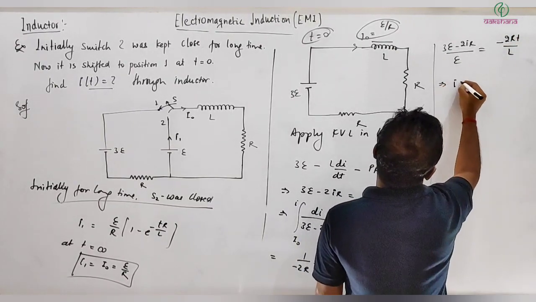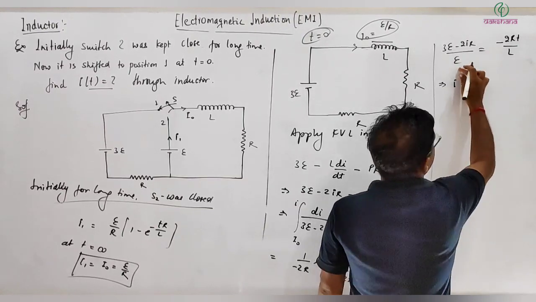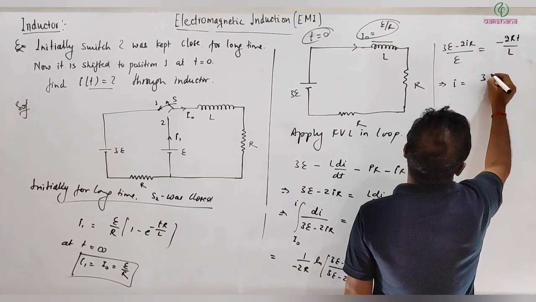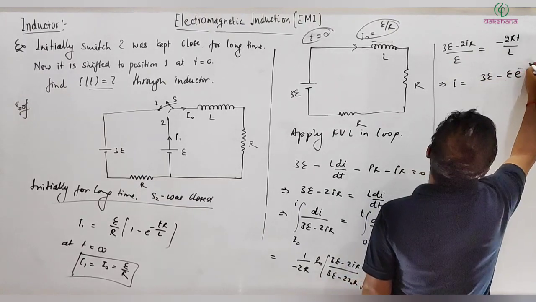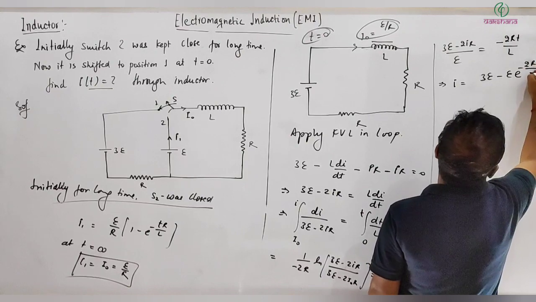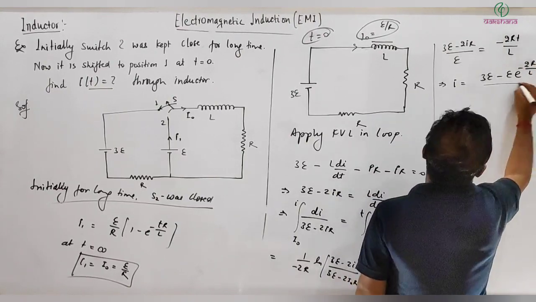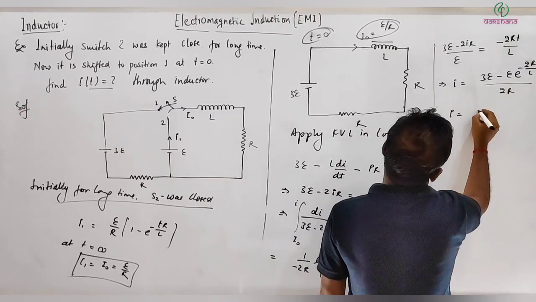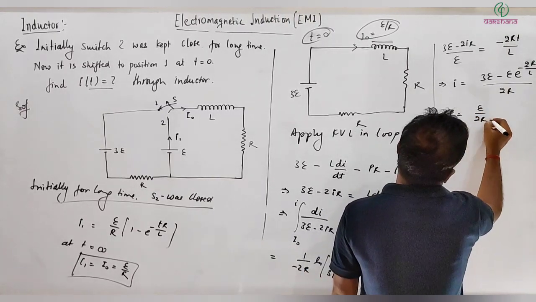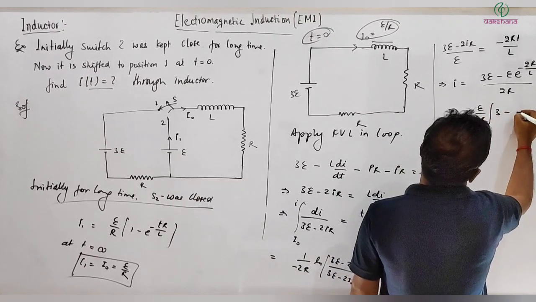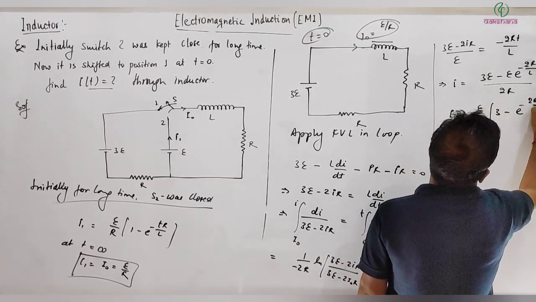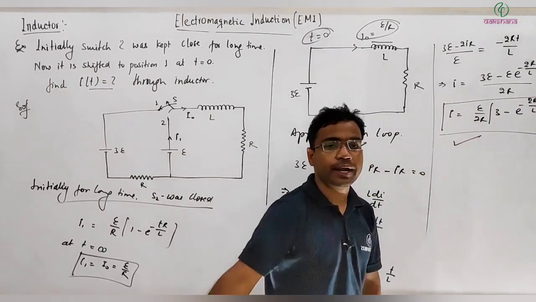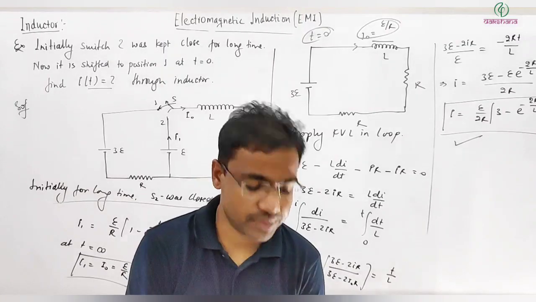Rearranging it, I am getting I is equal to E, taking it this side, 3E minus e raised to power minus 2Rt by L divided by 2R. So this implies I is equal to E by 2R times 3 minus e raised to power minus 2Rt by L, and this is the answer. Current in the circuit as a function of time.